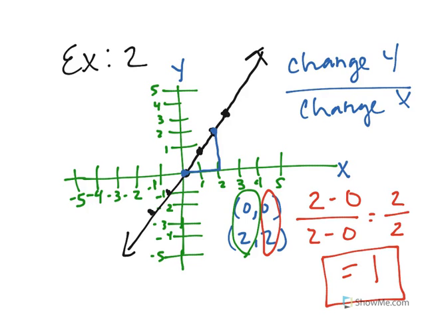So again, when I'm asking you to find the rate of change on a graph, all you have to do is pick out 2 points, subtract my y values and subtract my x values, and then divide to get your final answer. And that's how you find rate of change.